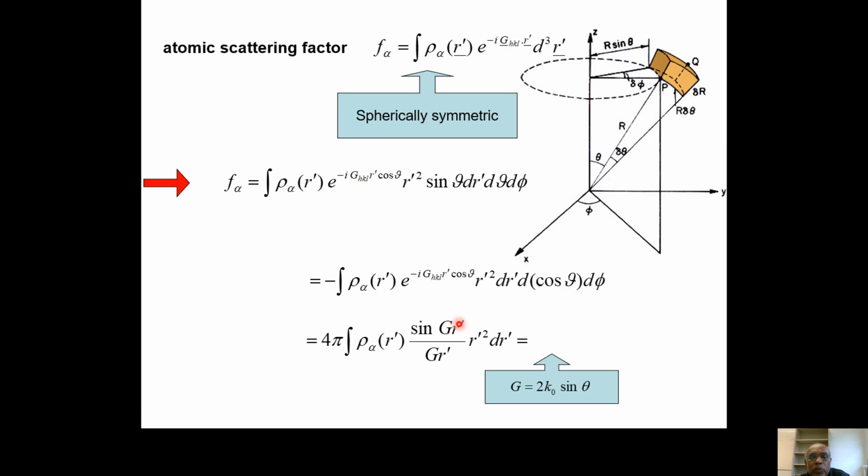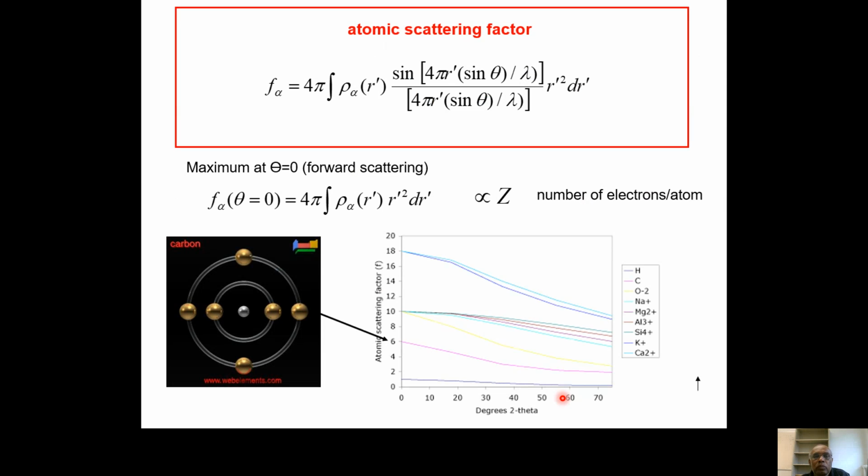So if you integrate this one, you get e^(−iGr) minus e^(+iGr) divided by 2i. So that is sin Gr, right? So divided by Gr, you get this expression. If I put G basically as 4π sinθ/λ, or 2k₀ sinθ, right? So if you apply that one, this is your atomic structure factor. f_α is given by this one. This ρ_α is basically that charge density. So you have to integrate over the entire r space, right?